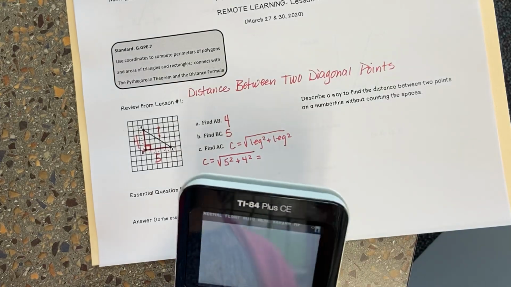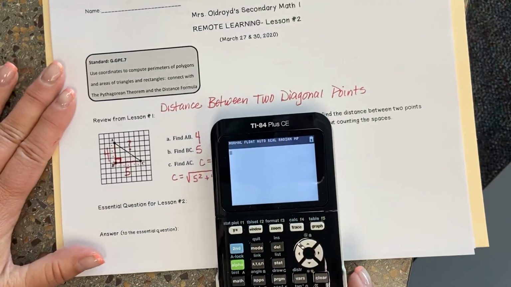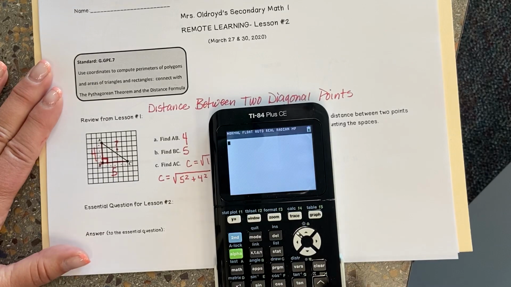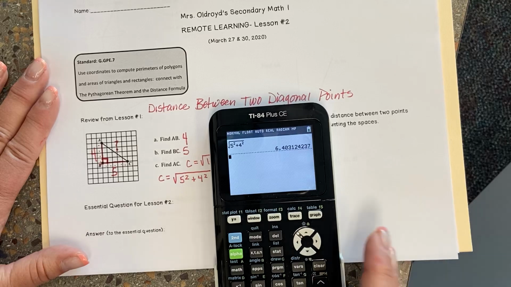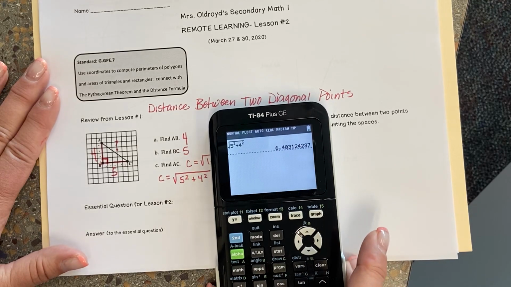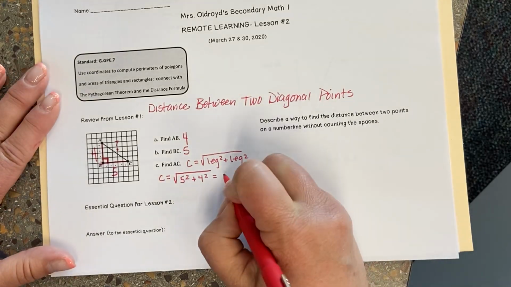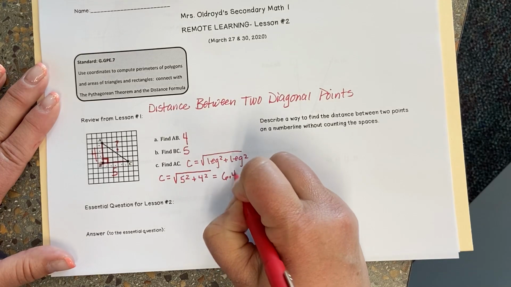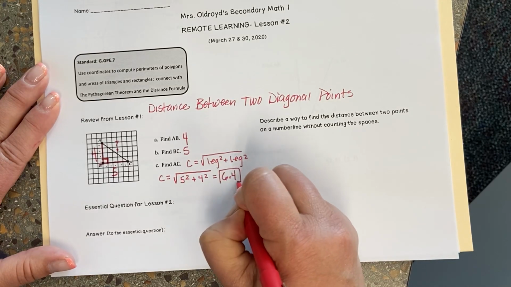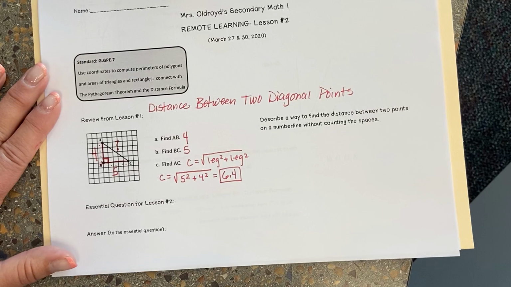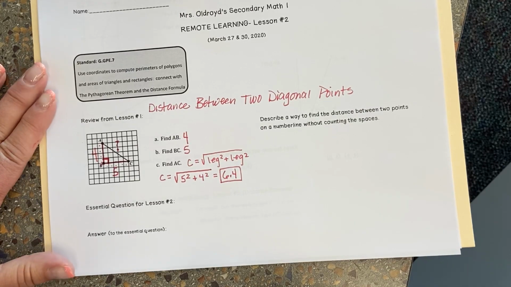Put that in your calculator. Hopefully you've all found a calculator that you can use. The square root of 5 squared plus 4 squared equals 6.4. Remember, we're rounding to the nearest tenth. So there we go, 6.4. The length of that diagonal side is 6.4.